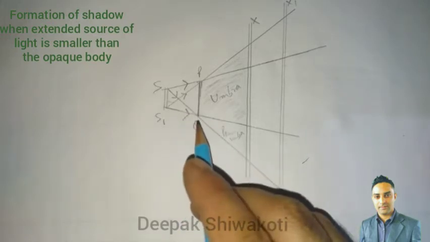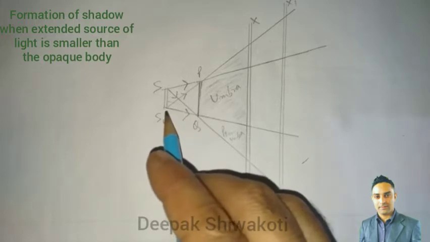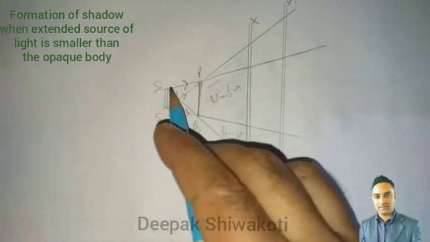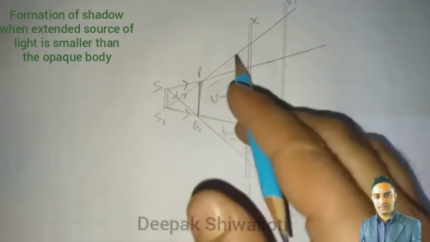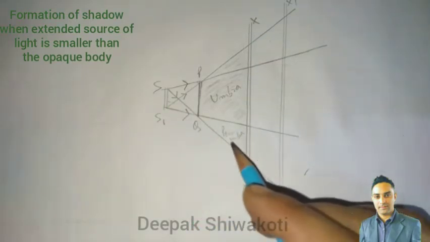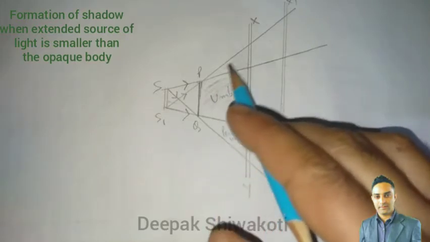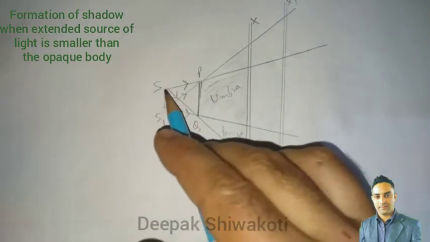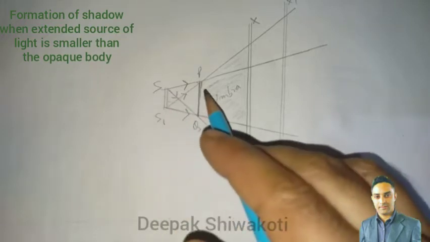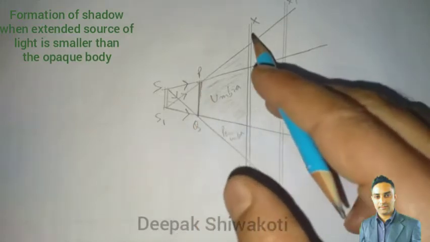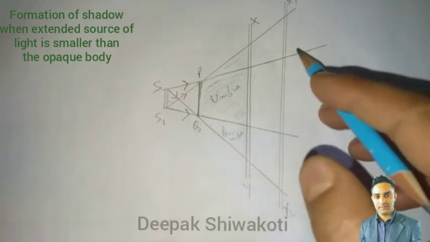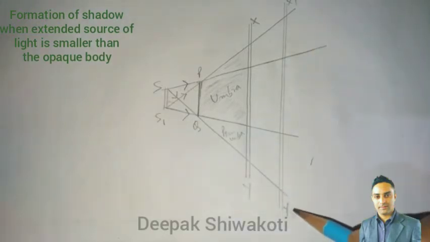It is a straight line. First you draw the opaque body, then the source of light smaller than this one. Then draw the lines passing through the edges, one from here, one from here, then another from here, another from here, and then place one screen here, and set the umbra region and penumbra region. Write letters as the names of the points, like S and S1 for the source of light, PQ for the opaque body, XY for the screen, and X1 Y2 when moving the screen to another position.